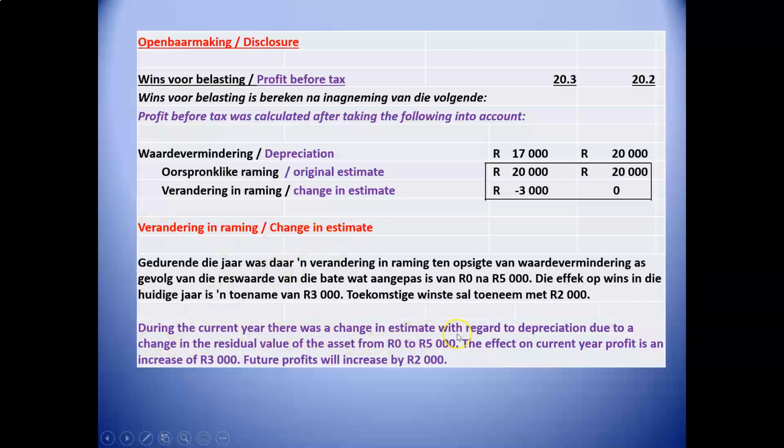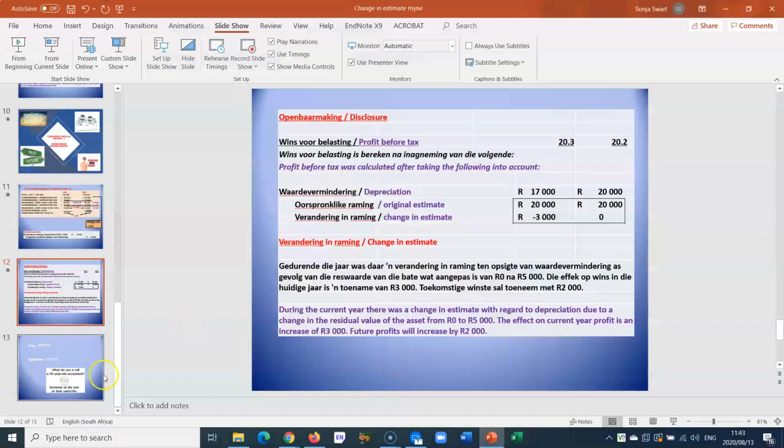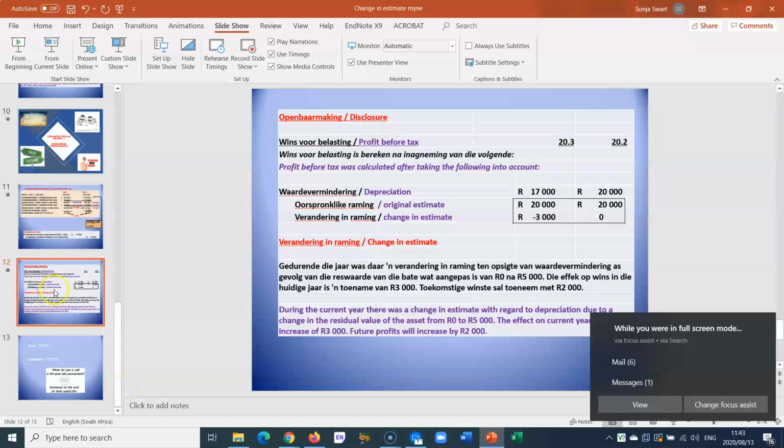During the year, there was a change in estimate with regards to depreciation due to a change in the residual value of the asset from 0 to 5,000 Rand. The effect on the current year profits is an increase of 3,000 Rand. Future profits will increase by 2,000 Rand. That 2,000 Rand, oopsie, that was that last 2,000 Rand there.